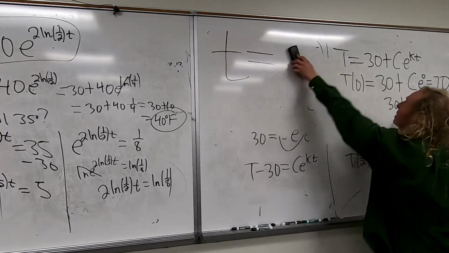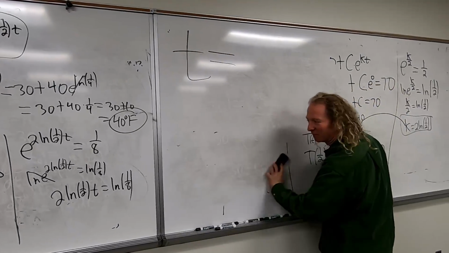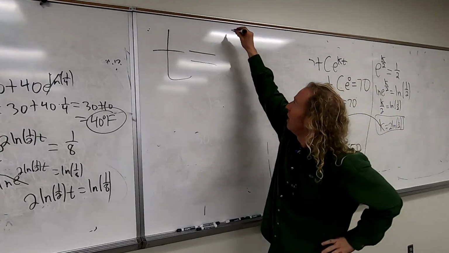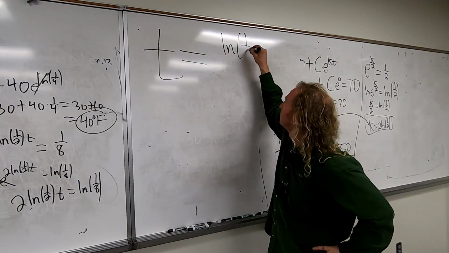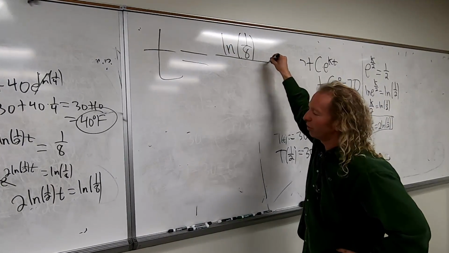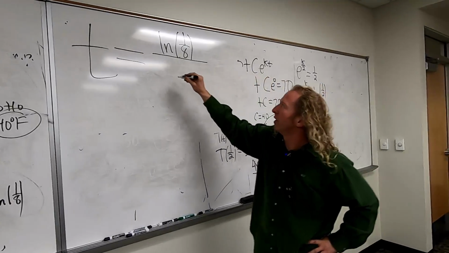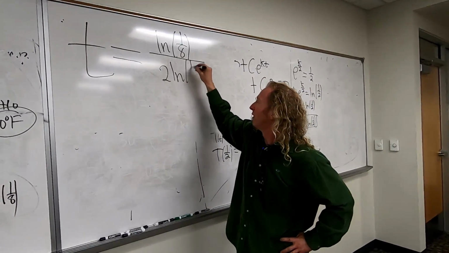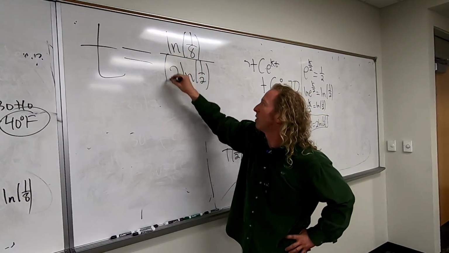All right, so we have room now. So t equals ln 1/8 over 2 ln 1/2. And so when you put this in your calculator, you want parentheses.